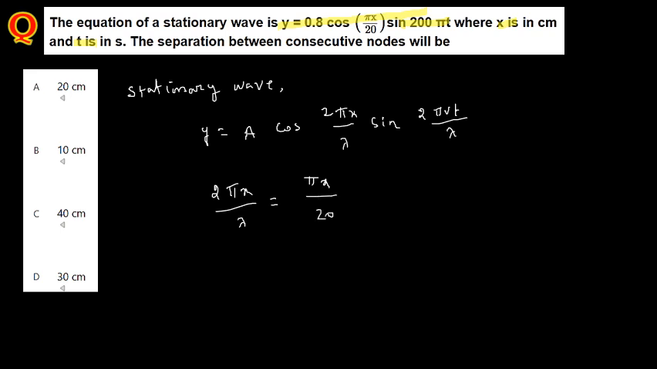Now from this one, see here, pi x will be cancelled. So from here, lambda by 2 is equal to 20. So from this one, lambda is equal to 40. Now what they are asking here is the separation between two consecutive nodes. All the values here are x in centimeters, so the wavelength is in centimeter.